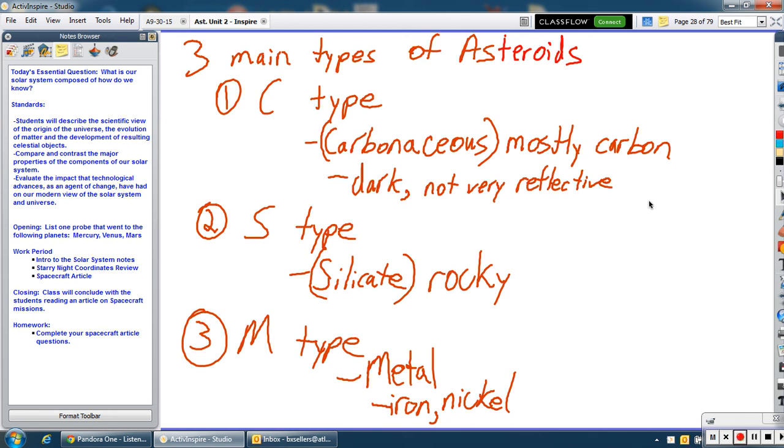S-types are silicates, which are rocky ones. Silicate is obviously a type of rock, and it's very common on planet Earth, so we know that we've been hit by lots of silicate asteroids before. The third type are M-types. M-type stands for metal, right? And they're mostly iron and nickel. Now, obviously, compositionally, these things probably have everything in them, but we say they're M-type if it has mostly metal, or S-type if it's mostly silicates.